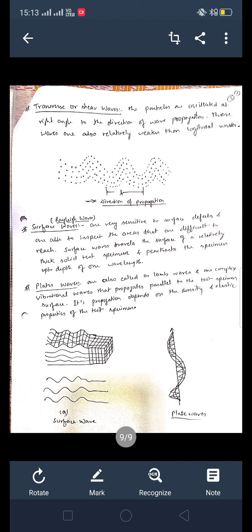What I want to say. The next is the transverse or shear wave. Actually, my dear students, a shear wave is also known as a transverse wave. In a transverse wave, the particles are oscillated at right angle to the direction of the wave propagation. Keep that in mind.